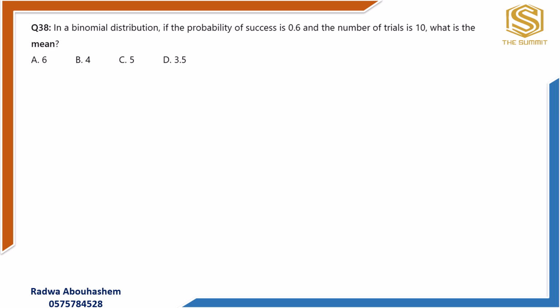In a binomial distribution, the probability of success is 0.6 and the number of trials is 10. What is the mean? So mean equals n times p. N is the number of trials and p is the probability of success. So 10 times 0.6, so it's 6.